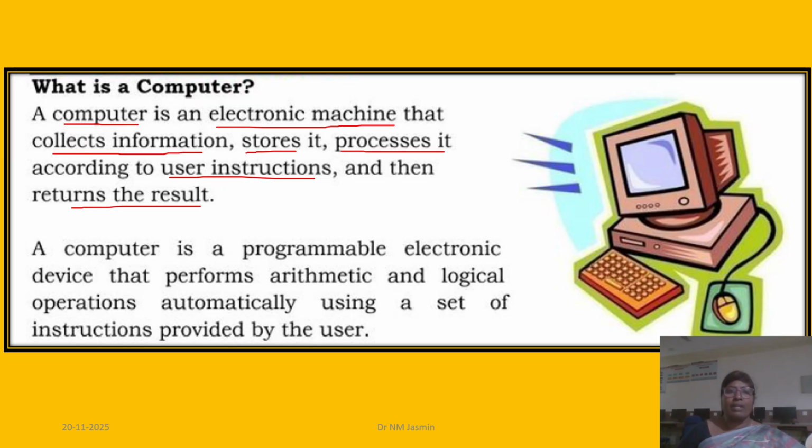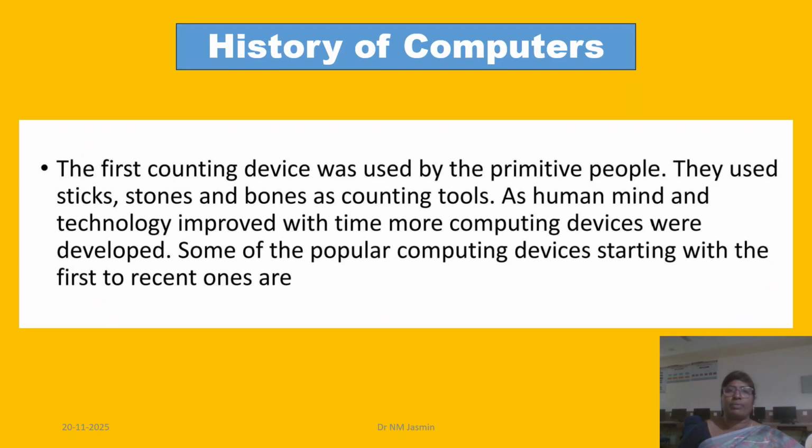We can also define the computer as a programmable electronic device that performs arithmetic and logical operations automatically using a set of instructions which are provided by the user. This is called the definition of a computer. Next, we will move on to the history of computer.